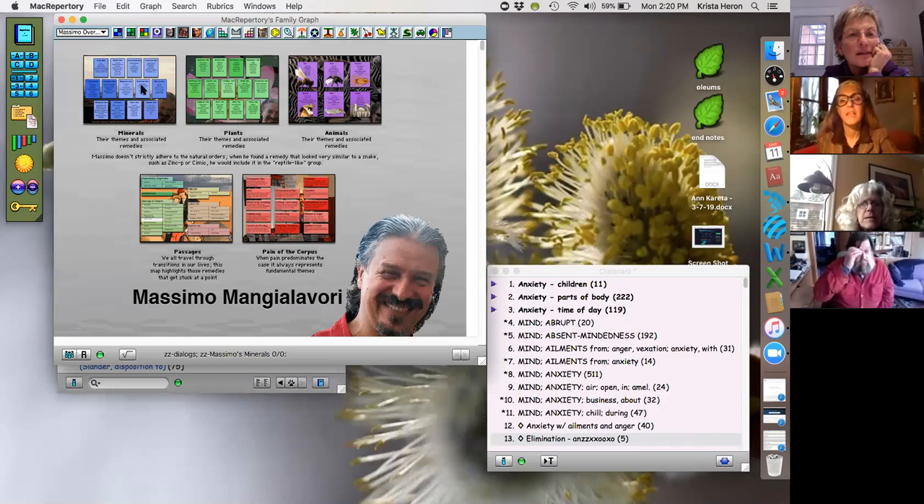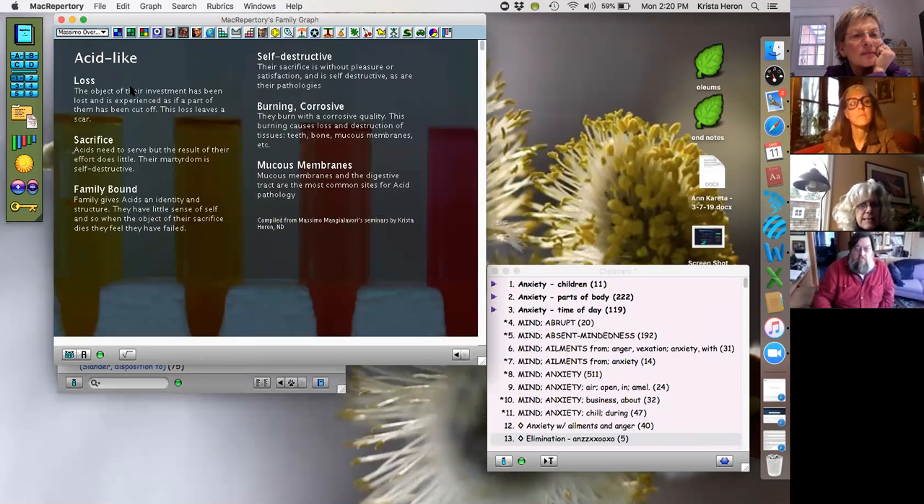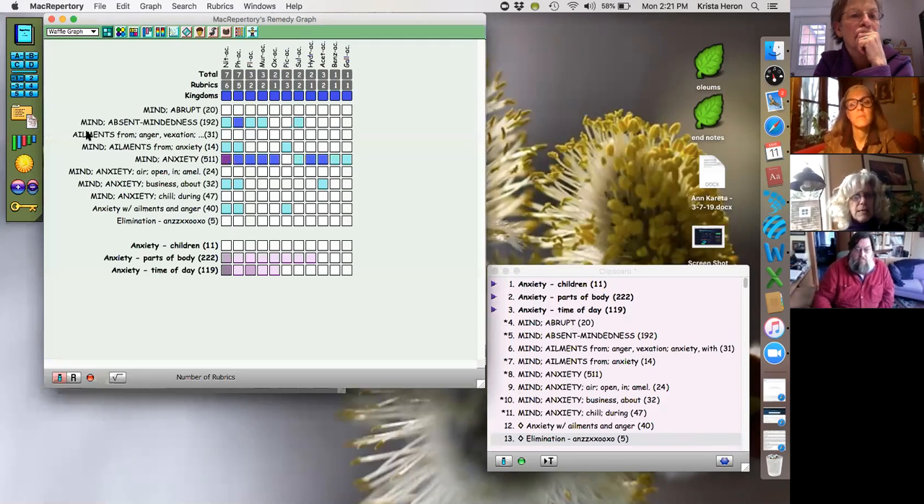So here, sometimes you have to double click a few times to get these to open. They're just persnickety. These ones just tell you family information. If we said we were interested in the acids, and we double click each time, it brings us to information from the materia medica, very simple information. But if you were in your graph, it would just bring up the acids.